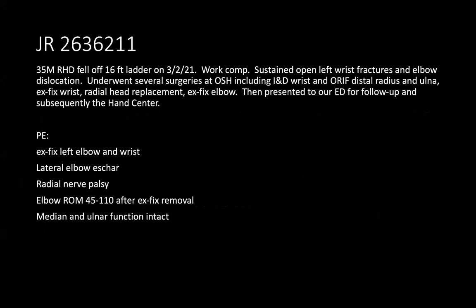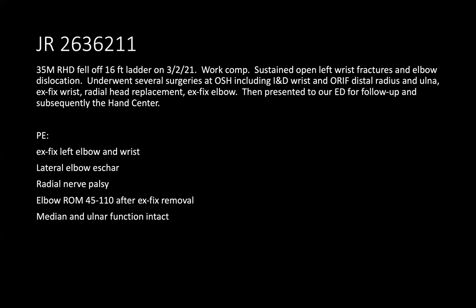All right, so this is a 35-year-old male. He sustained some injuries falling 16 feet off a ladder back in March. It's a work comp case. He was seen at an outside hospital. He had an open wrist fracture and an elbow dislocation, and he underwent I&D and fixation of his distal radius and ulna. The wrist was also ex-fixed, and then his radial head was replaced, and the elbow was ex-fixed as well. And then due to some not completely known circumstances, he ended up presenting to our ED to get follow-up with us, and then we saw him in clinic.